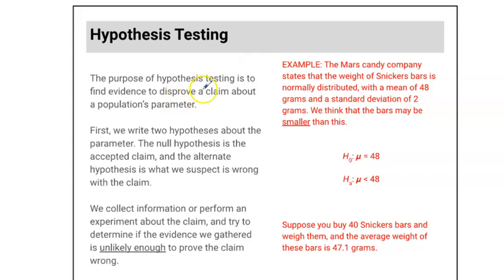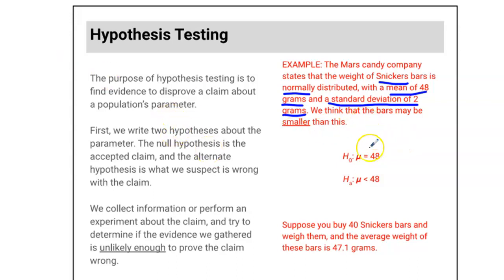In order to do that, we need to collect some evidence. So, in this example, we're saying that the Mars Candy Company says that Snickers bars are normally distributed, and they have a mean of 48 grams, and a standard deviation of 2 grams. We actually think that the bars might be a little bit smaller because every time we open up a bar, we're like, man, this doesn't feel like 48 grams. I feel like I'm only eating like 41 grams. It's not fair. The Mars Company is trying to screw me over.